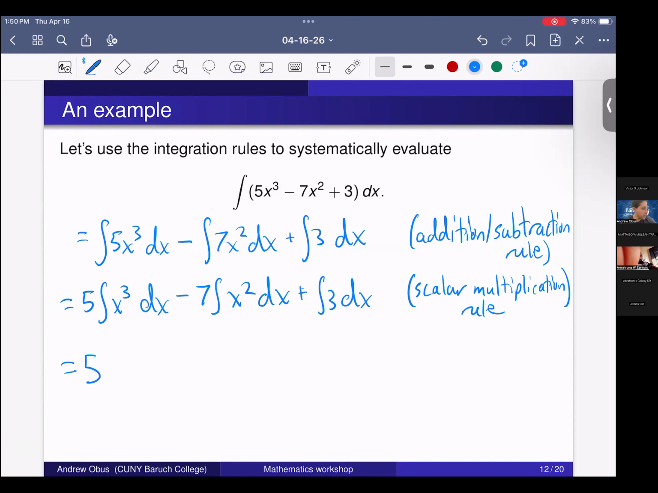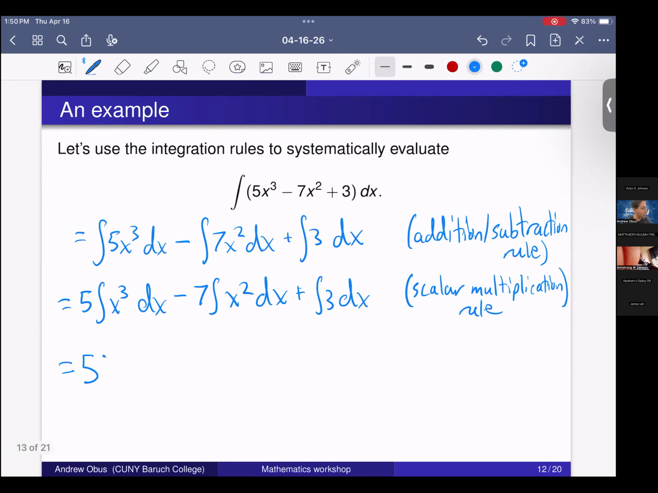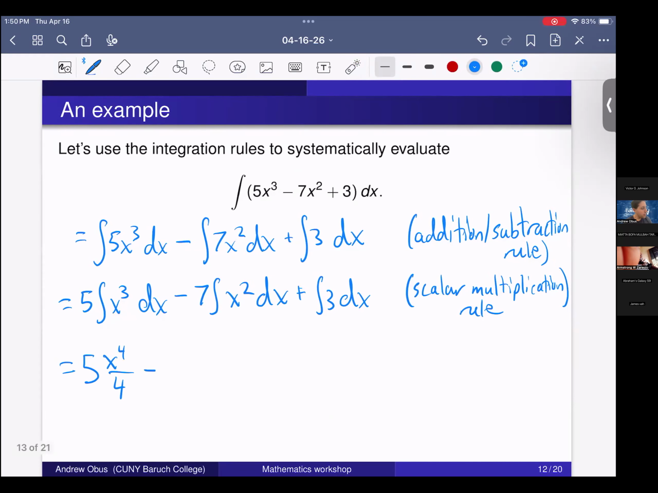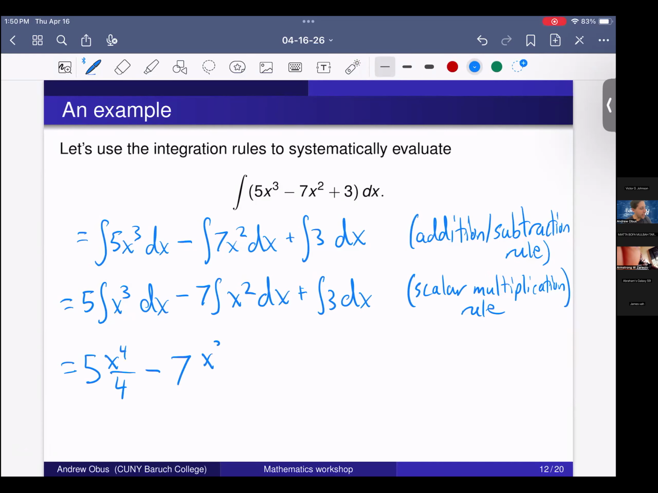So from the power rule over here, the antiderivative of x cubed is x to the fourth divided by 4. Antiderivative of x squared is x cubed divided by 3. And then the antiderivative of 3, just for overkill, I'll write this as 3 times the integral of x to the 0 dx, right? I mean, x to the 0 is just 1, so that's 3 times 1. And then this is going to give me 3 times x to the 1 over 1 plus c.